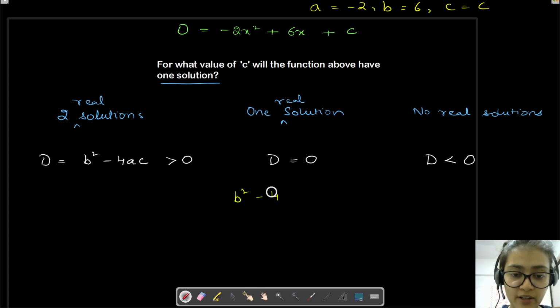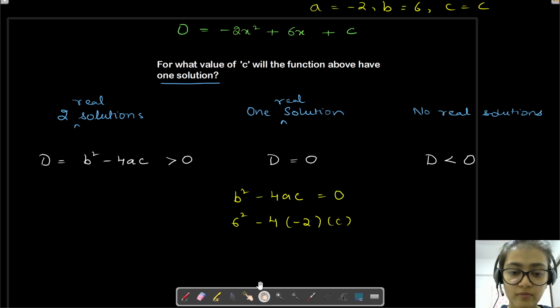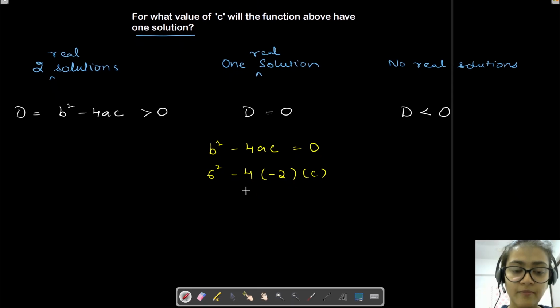b² - 4ac. b is 6, so 6² - 4 times a, which is -2, and c is just c. This has to be equal to 0. So 6² is 36. -4 times -2 is +8, so plus 8 times c is equal to 0. 8c is equal to -36.